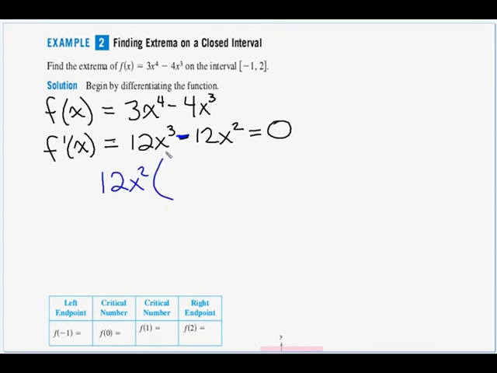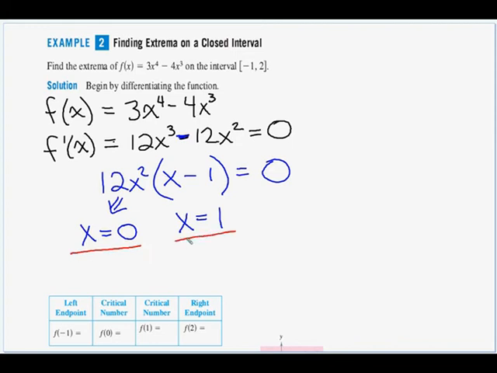If we pull a 12x squared out of the first term, we're left with an x. If we pull the 12x squared out of here, that's the entire term. We need a 1 to hold its place. So we've factored it into two factors. Now we set each factor to 0. If 12x squared equals 0, then x has to equal 0. If x minus 1 equals 0, then x has to equal 1. There are our two critical numbers.